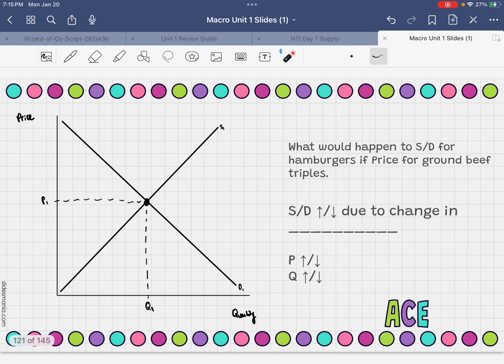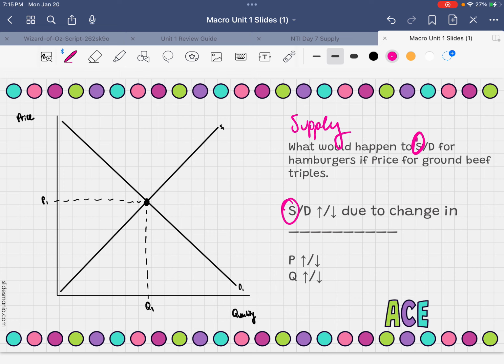Skippity-doo-dah. What would happen to supply and demand for hamburgers if the price for ground beef triples? Okay, so who is impacted very first? The people making the hamburgers because ground beef is more expensive, or the people buying the hamburgers? Well, before people can buy them, they have to be made, and Taylor Bells has to buy ground beef at triple the price. So it's going to impact our suppliers, our producers first. So this is a supply problem.